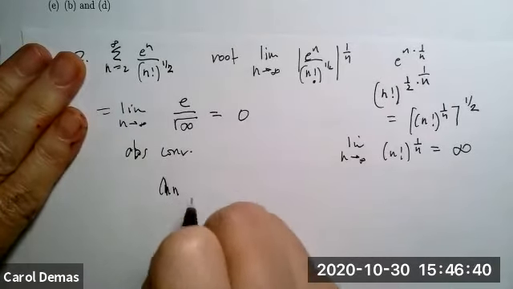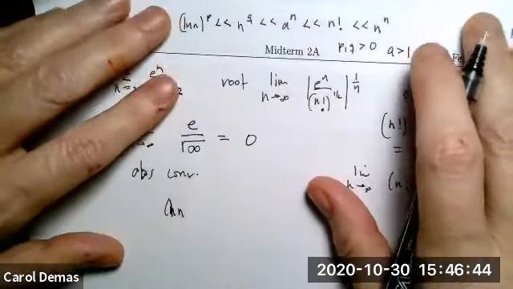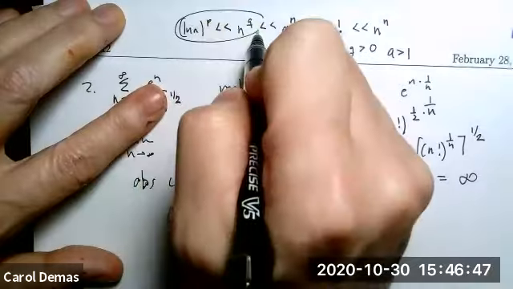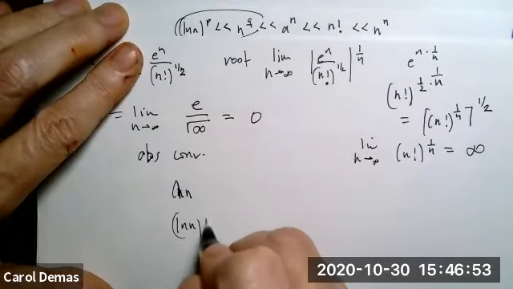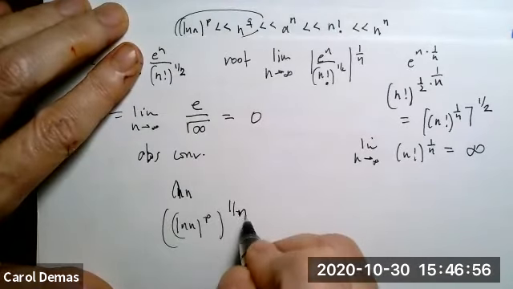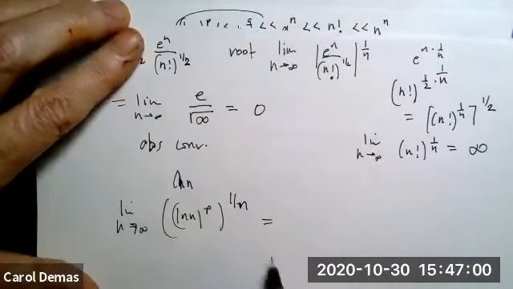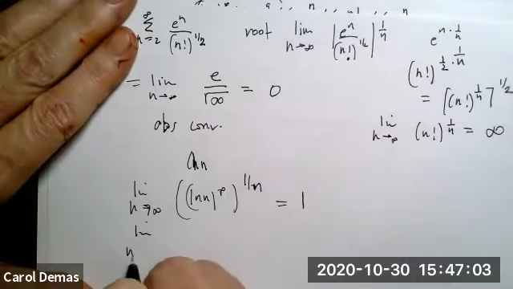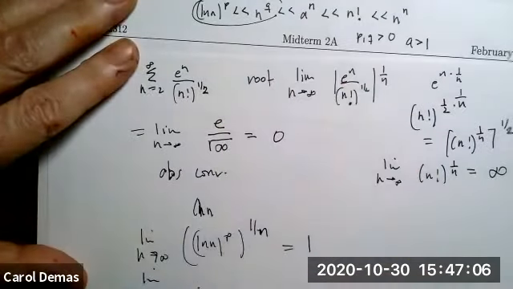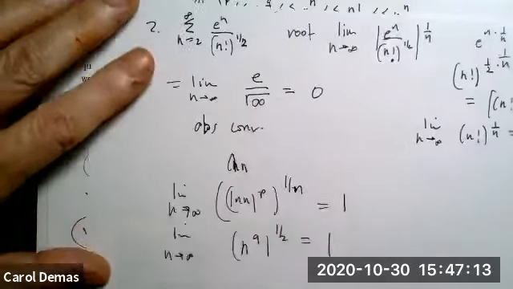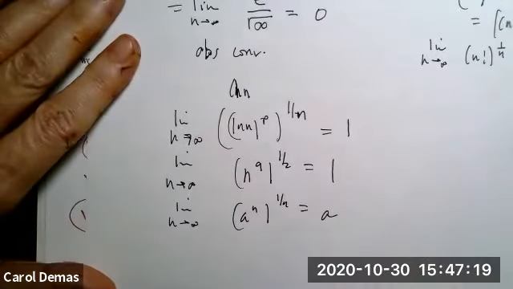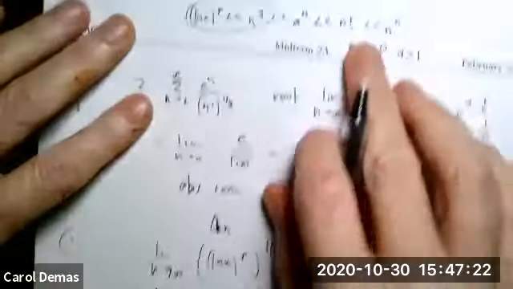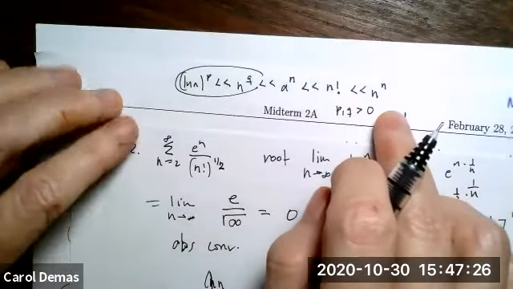Here's our hierarchy, log. If you raise these to the 1 over n, how am I going to write that? Log of n to the 1 over n is going to give you 1. The next one in line is n to the q. n to the q to the 1 over n is going to give you 1. The next one is a to the n. That's going to give you just a, right? It's the ones that grow faster than exponential that go to infinity.